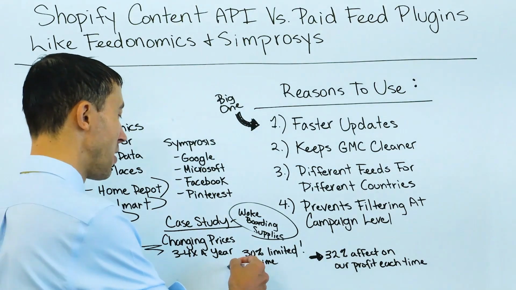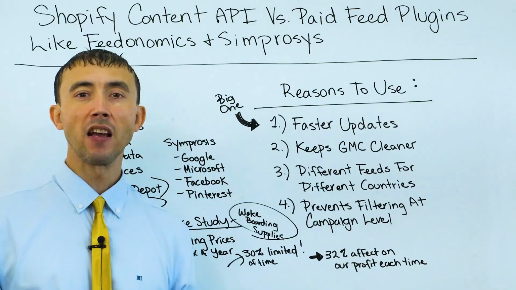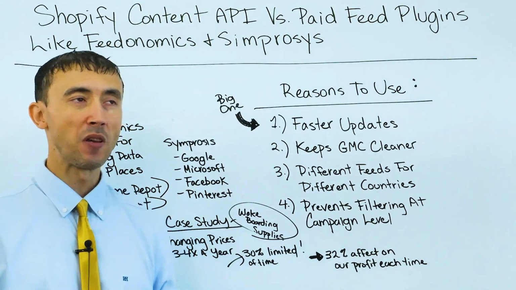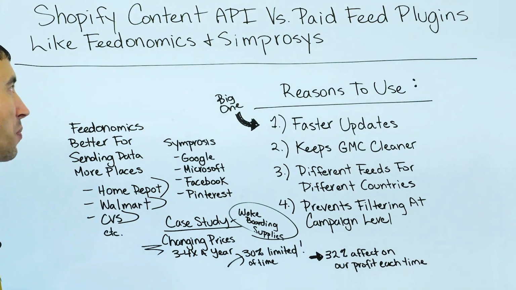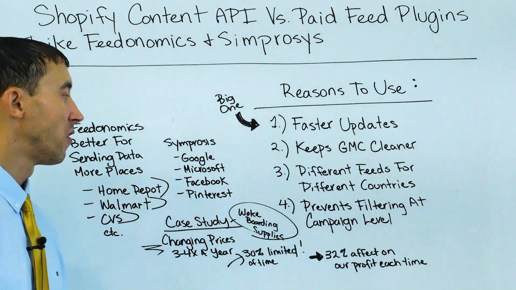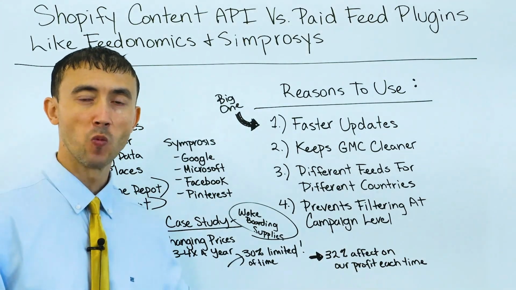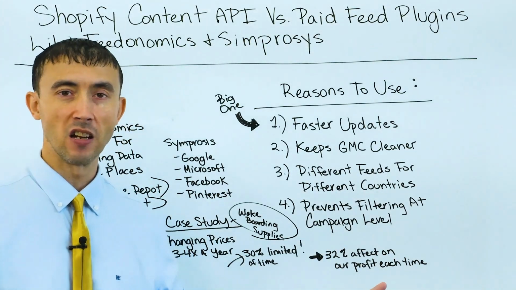What I can tell you is that roughly 30% of the time, we would have limited products when he goes up or down, because he's using the Shopify Content API versus Simprosys. And of that, how much do you think this affected the profitability of our ads? Which is the real important thing here.